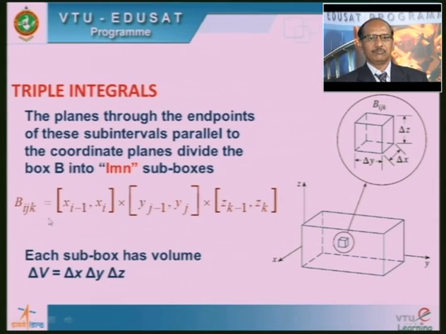So its coordinates you can see the point. Each sub box has a volume. This is important. Delta V is delta x, delta y, delta z. You take a small sub box in that rectangular box. Its dimensions are delta x length, delta y breadth, delta z height. So each sub box has a volume dV, that is a product of length, breadth, height.